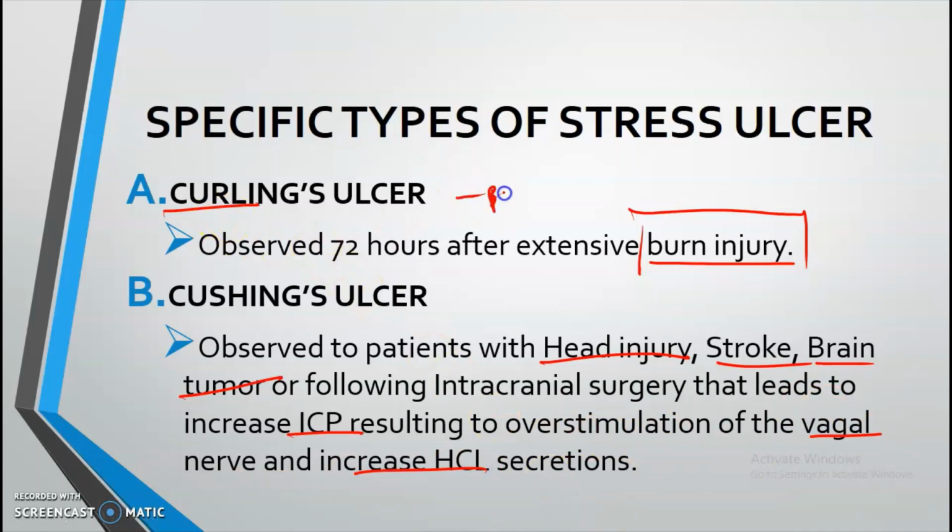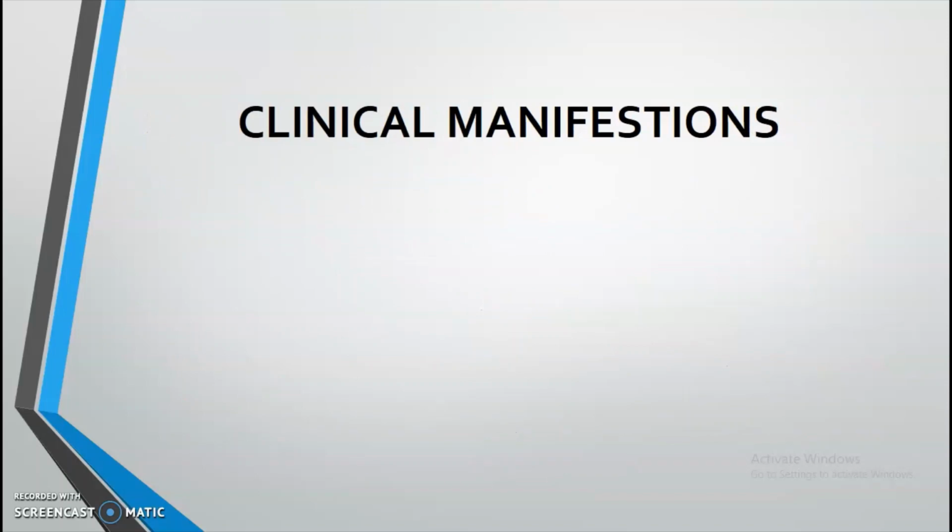Curling's is burn, okay? Cushing's is brain, okay? So related sa brain, related sa burn. Those are the two specific types of your stress ulcer. Now, what are the clinical manifestations of both this condition, the stress ulcer and the peptic ulcer disease? This includes severe, sharp abdominal pain, specifically sa ating epigastric area.